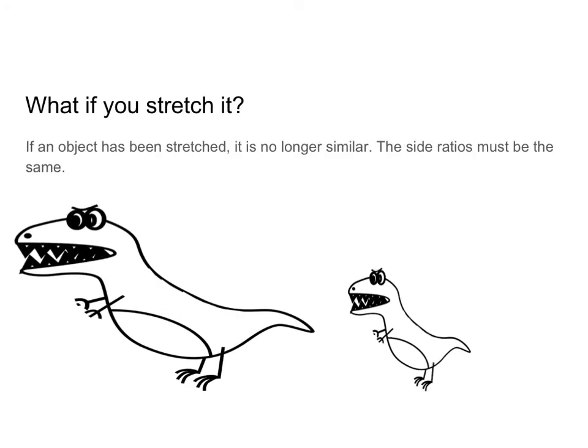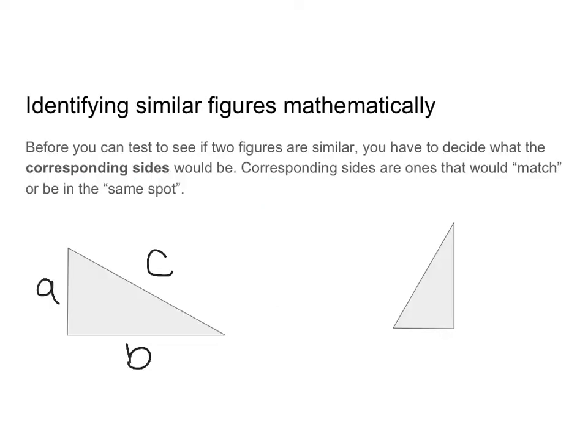However, if you've stretched it, then it's no longer similar. So these dinosaurs, this one has been stretched out longer than the other one, so they are no longer similar. So how do we figure out if figures are actually similar or if they just look like they're similar? In order to do that, we need to decide which sides are corresponding.